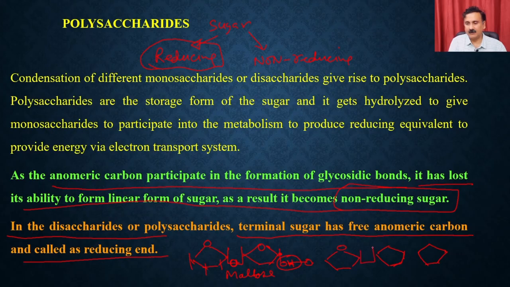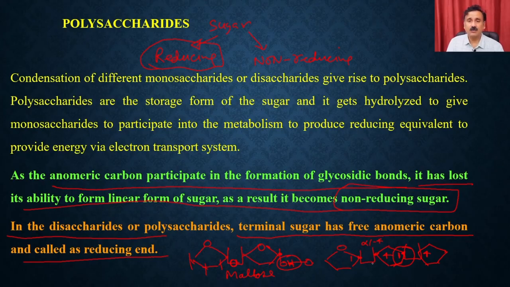So, it's like this, right? This is the anomeric carbon. This is the 1,4, right? If it is a 1,4 linkage, this one is the fourth carbon. This is 1, this is 4, this is 1, this is 4. You see, the anomeric carbon is involved in the formation of this particular bond. So, there is no free OH present at the anomeric carbon, and that's why this is going to be called a non-reducing sugar.